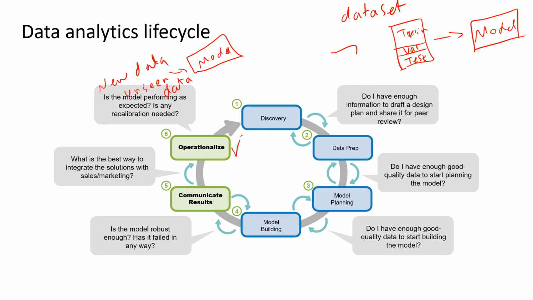And then, when you start monitoring it and making it better, some of those features will need to go through this cycle again. If there's a new feature that you want to add, you go to the discovery phase, data preparation phase, model planning phase, and so on. So in this chapter, we want to focus on these two: how you could communicate the results and how you can operationalize.